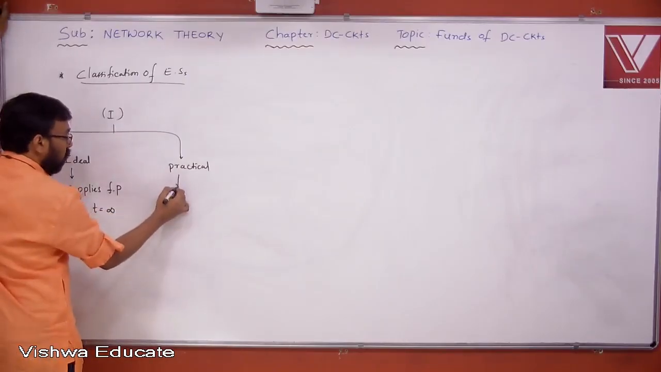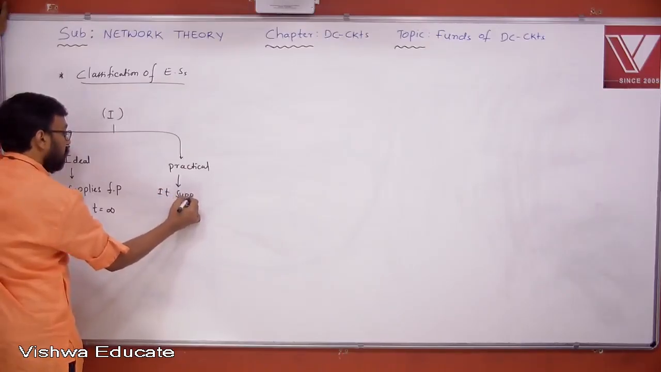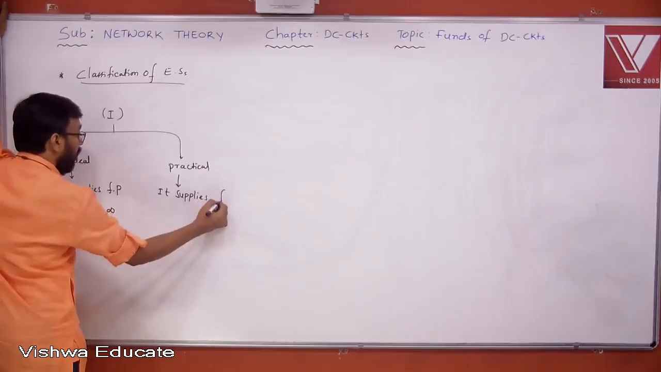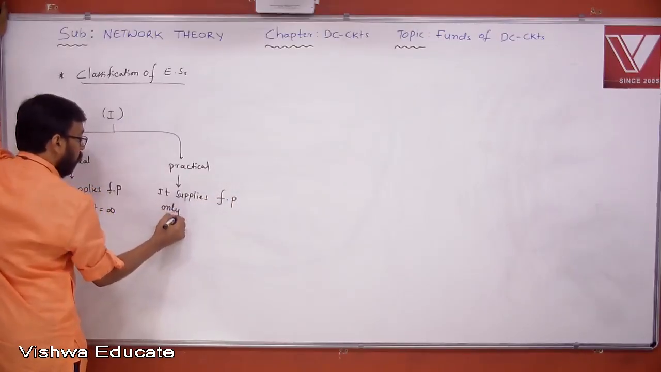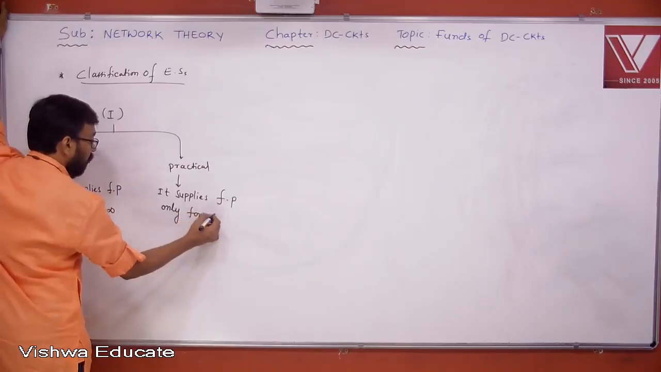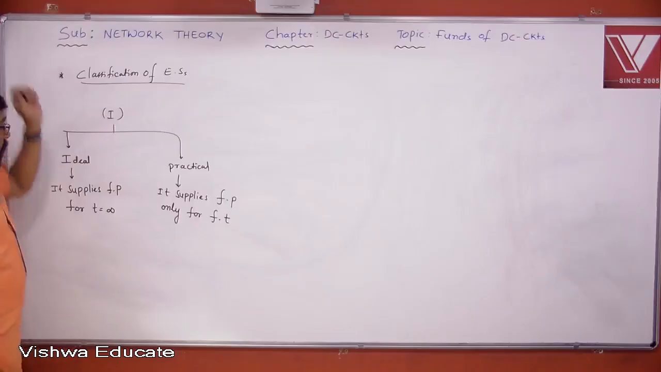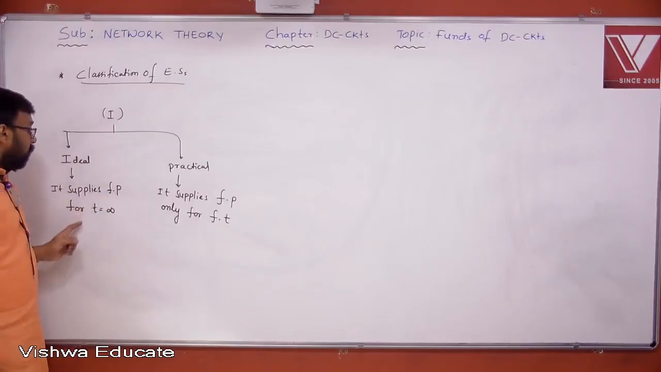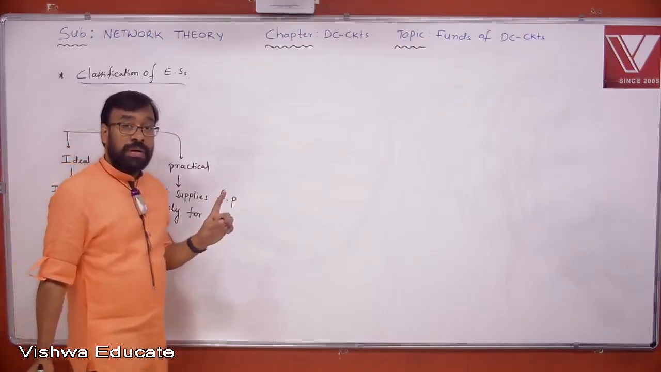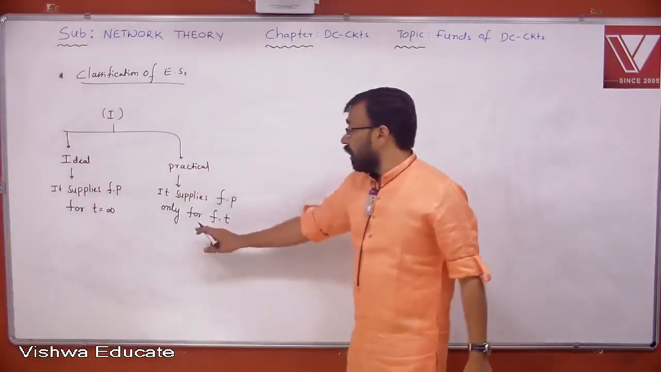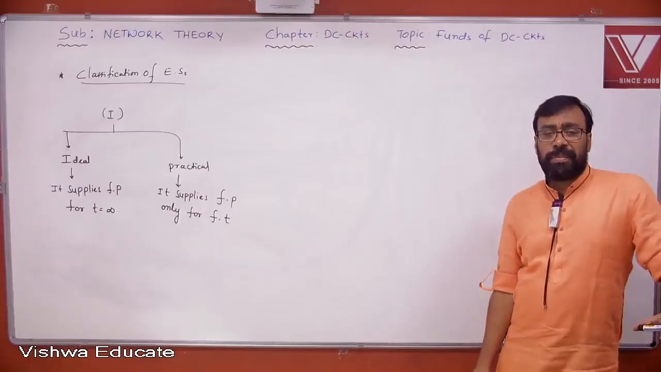What is a practical source? It supplies a finite amount of power only for finite time. I repeat, an ideal source supplies finite power for infinite time. A practical source supplies finite power for finite time only. This we already discussed, I think, in the case of active element or passive element.